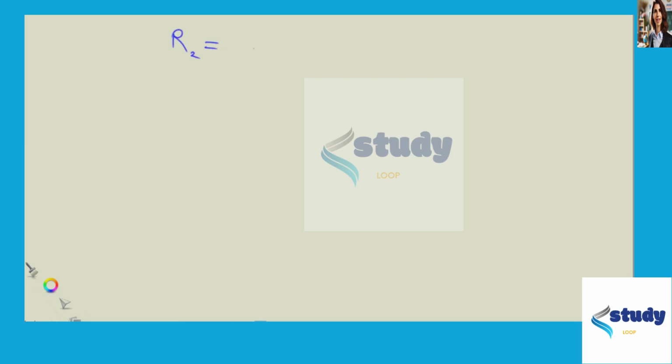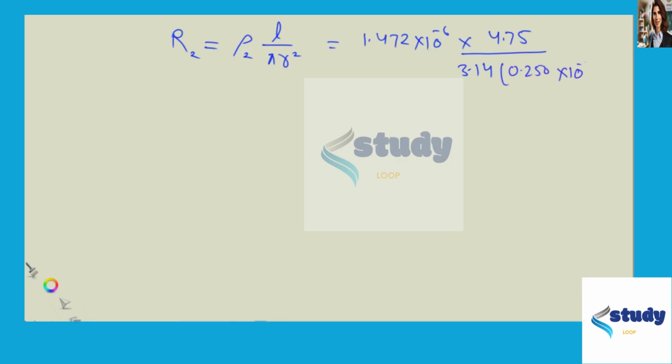And now we have to find the power dissipated by this heating coil at this much temperature, for which its new resistance will be given by R2 is equal to rho 2 into L by pi R square, means this is 1.472 into 10 to the power minus 6 multiplied by length, which we have found in the first part of the problem to be 4.75 meter, divided by 3.14 into 0.250 into 10 to the power minus 3 square. So here it comes out to be equal to 35.6 ohm.